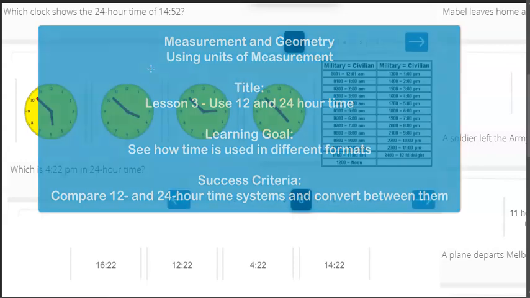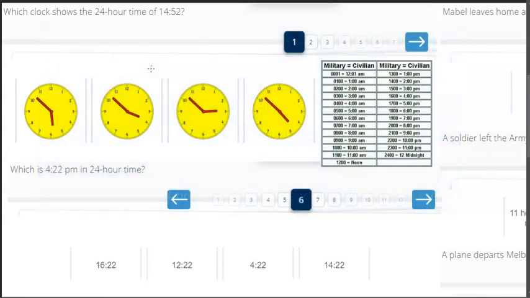So there's some prior knowledge that you need before tackling this type of question. Again, it's assumed that you've already learned this in primary school, and that's just to know how to read an analog clock. Now with this analog clock, this first question is we need to show which clock is for the 24-hour time 1452.